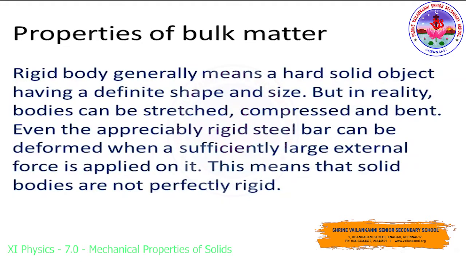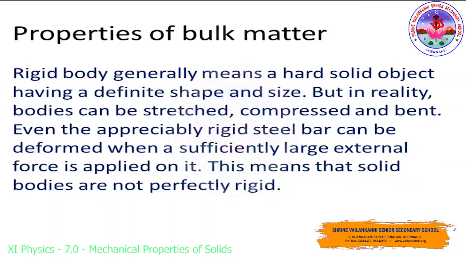See, as we said, the motion of the body depends on how the mass is distributed within the body. And we restricted ourselves to simpler situations of rigid bodies. So a rigid body generally means a hard solid body, right? Having a definite shape and size. But in reality, bodies can be stretched, compressed and bent.